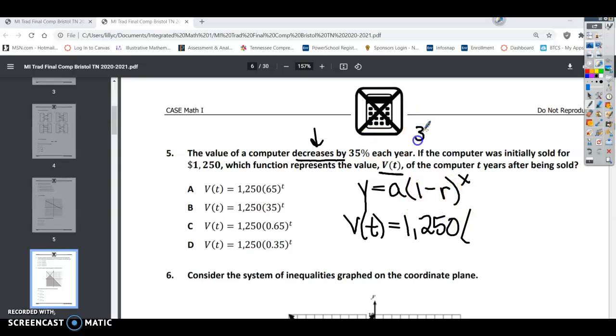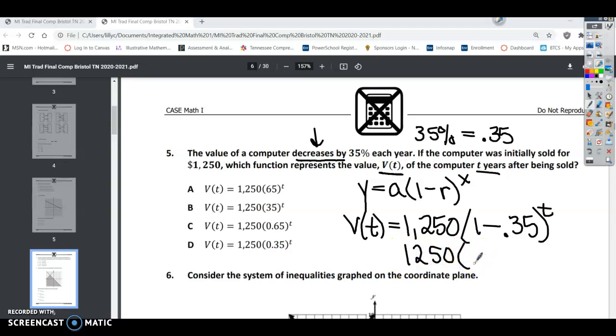So you know that 35% can be written as 0.35 as a decimal. So we're going to do 1 minus our rate, so 0.35. And they use t instead of x, so to the t power. All right, so which one of these functions represents that? So they all have the 1250, so we know that's correct, so we just have to find one of these. All right, so 1 minus 0.35, we can rewrite that as 0.65.